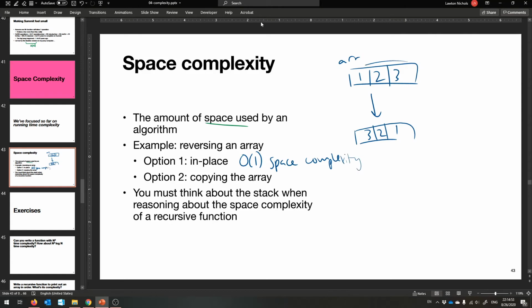Because you assume you already had the array; that's not extra. It just takes 2 extra variables or so. Maybe the iteration variable also counts, so maybe 3. So not a whole lot of extra space, and we can count that number, so it's O of 1. Constant space.